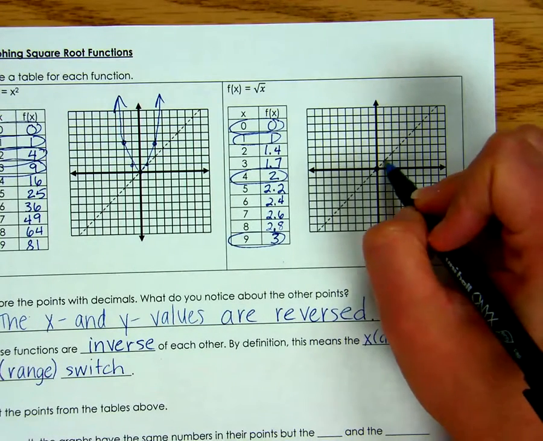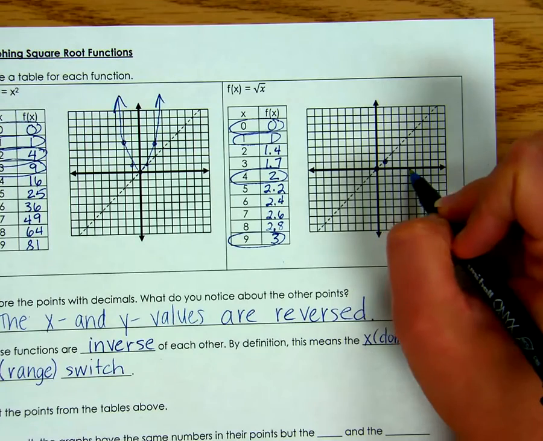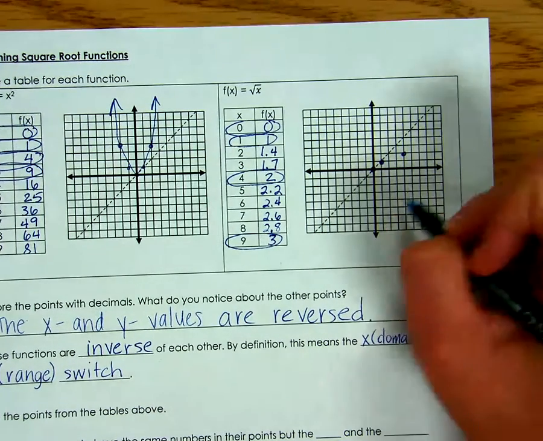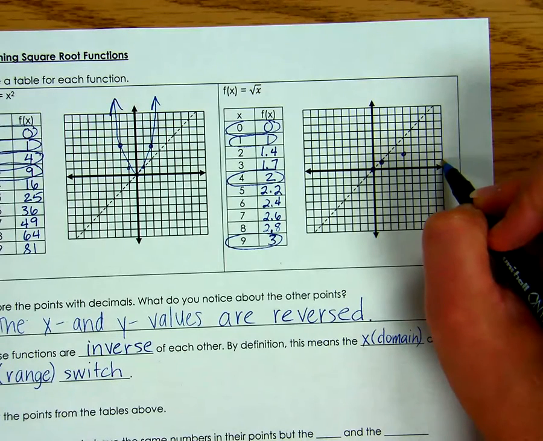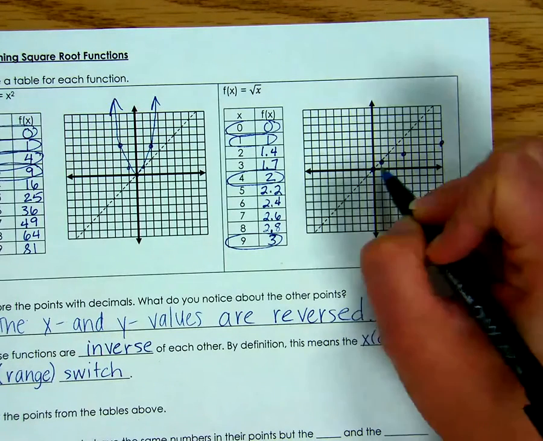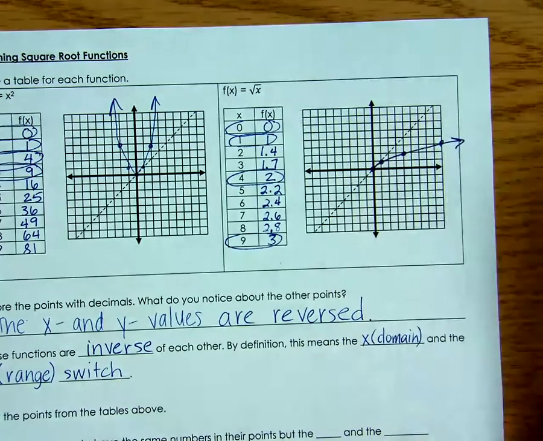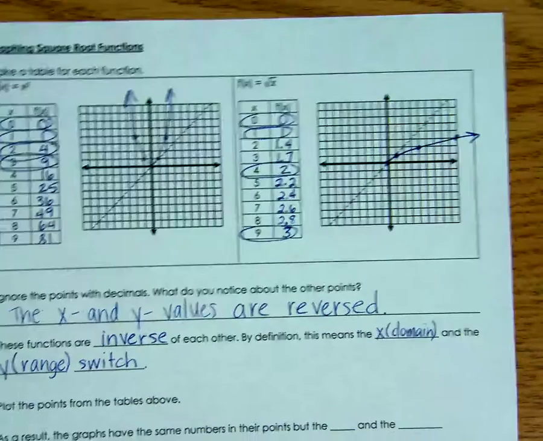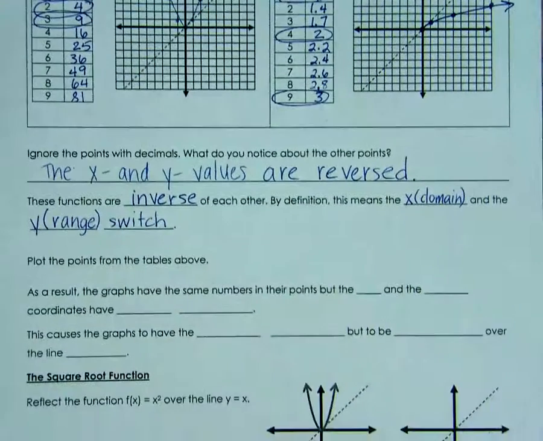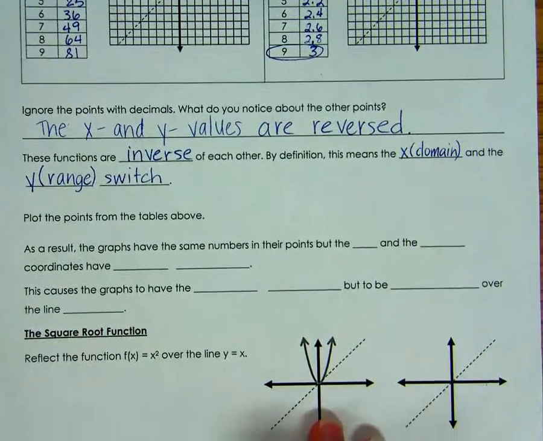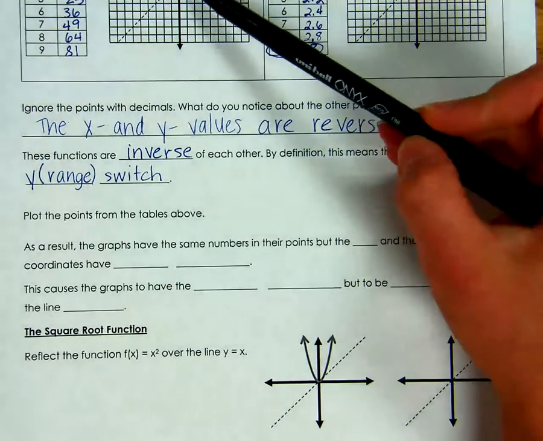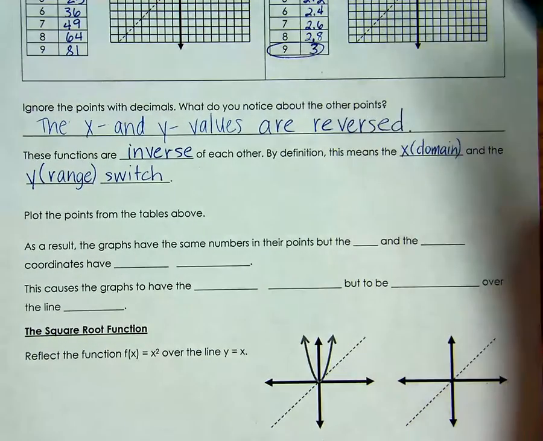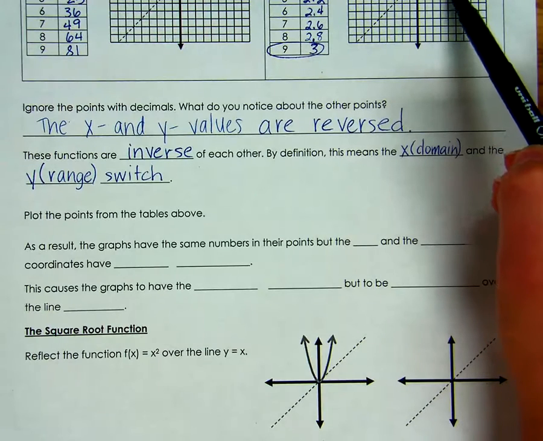So 0, 0, 1, 1, 4, 2, and then over 9, up 3. As a result, the graphs have the same numbers in their points, and hopefully you kind of heard me say it. I went over 1, up 1, over 2, up 4, but over here, I went over 4, up 2.